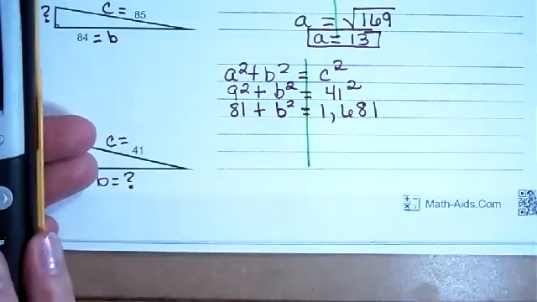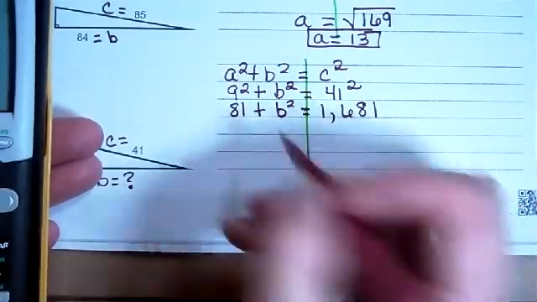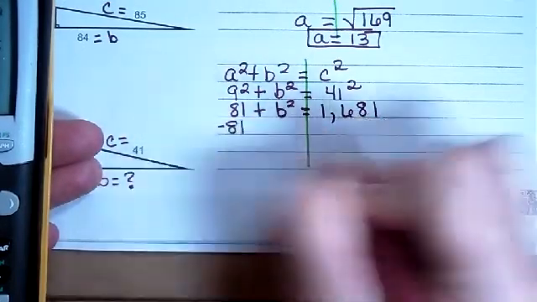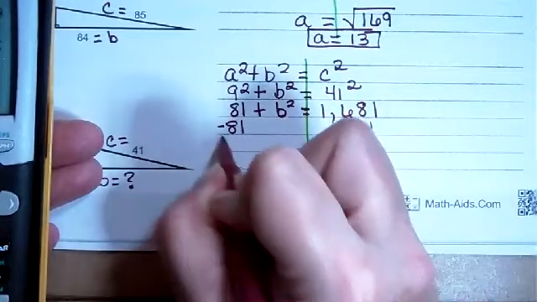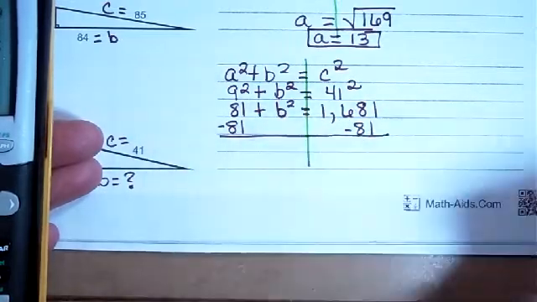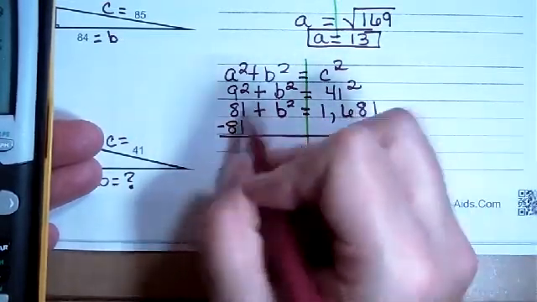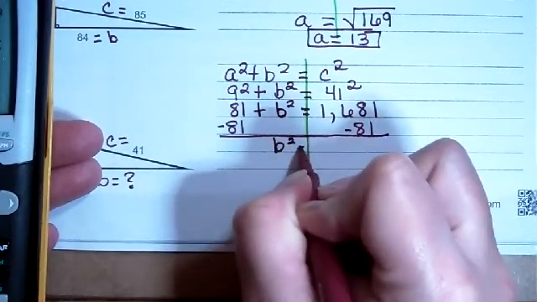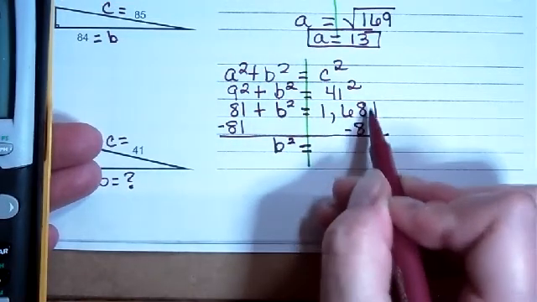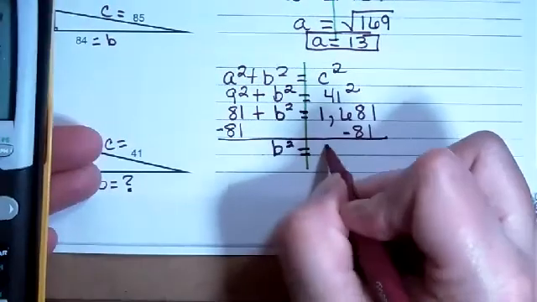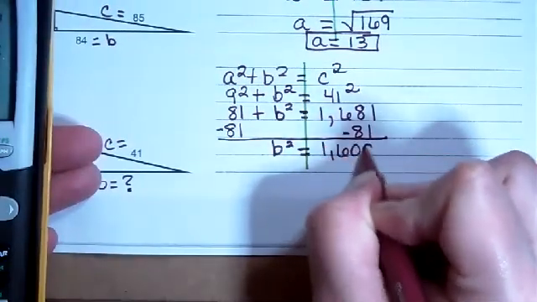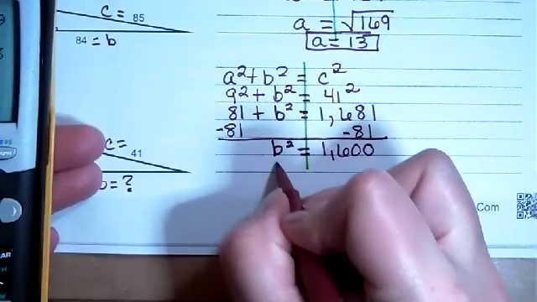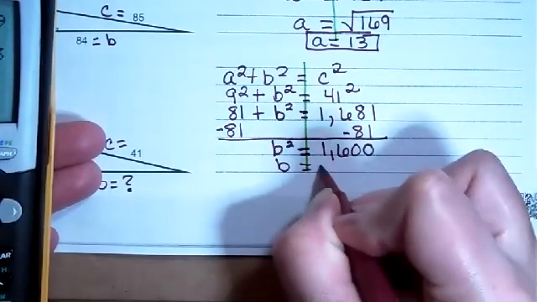Now, we know again, we have to put the 81 over to the right side. So I'm going to subtract the 81. There we go. Now, 81 minus 81 zeros off, cancels out. So I've got b squared equal to, now 1,681 minus 81, that's just going to be 1,600. Okay? I didn't need a calculator for that. Next step is take the square root.